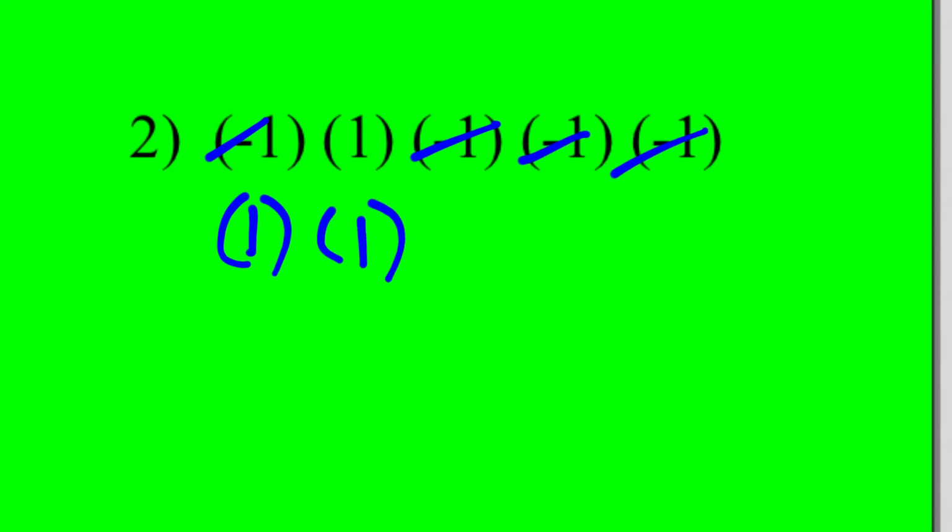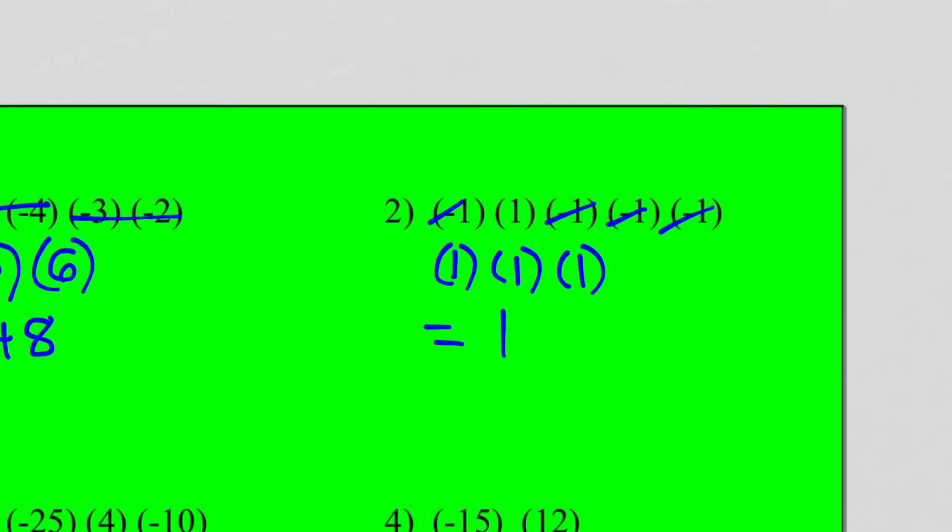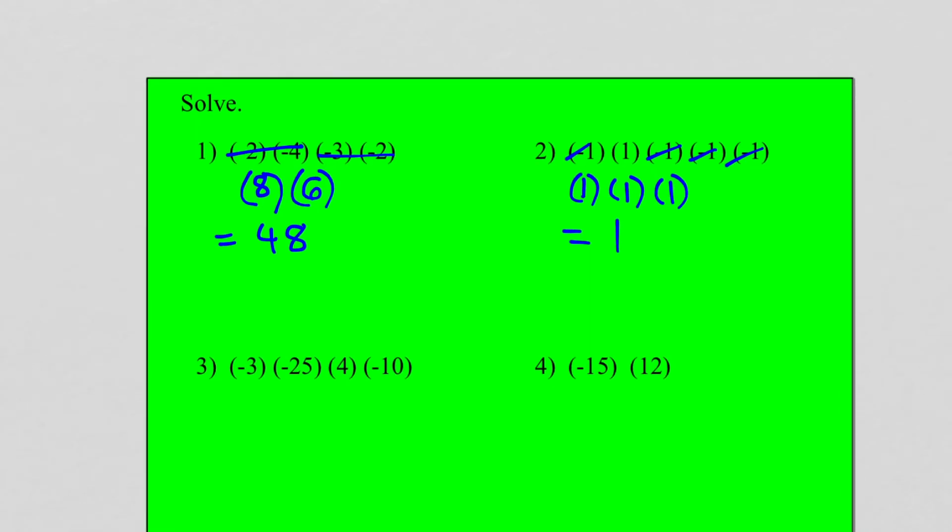In number 2, I might do all the negatives first. -1 times -1 is +1. -1 times -1 is +1. And then we still have that pesky -1 here. So we still have to multiply by that one. And then 1 times 1 times 1 is just 1.